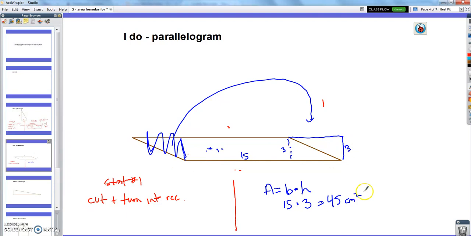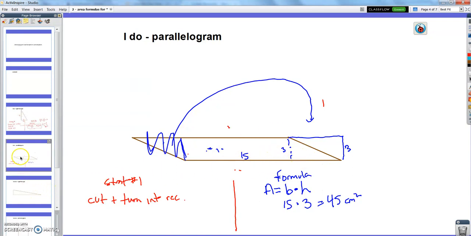So I actually get to use the exact same formula for a rectangle that I get to use for a parallelogram. Same formula. I don't even have to divide or do anything. I can just look at it and mentally say what's going to be the same.